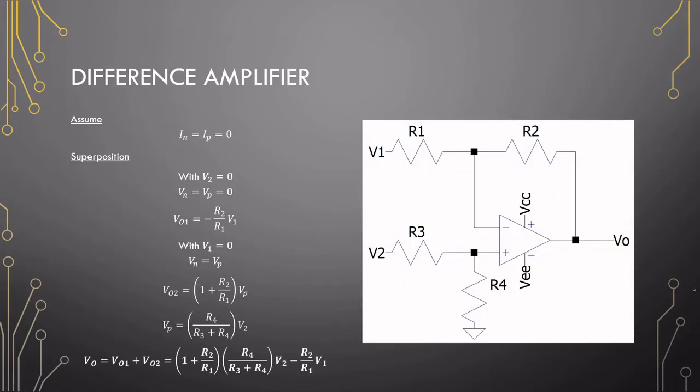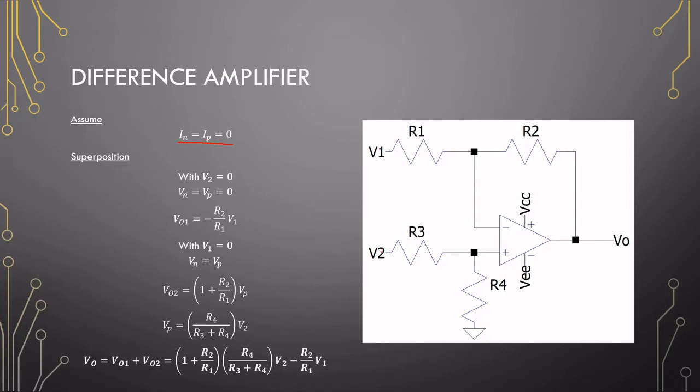So, the difference amplifier is basically a subtractor. So, voltage 1 and 2 is being subtracted from one another and amplified. So, let's look at the derivation. So, first off, the normal assumption that the two currents flowing into the amplifier is 0. And then the rest we can solve using superposition.